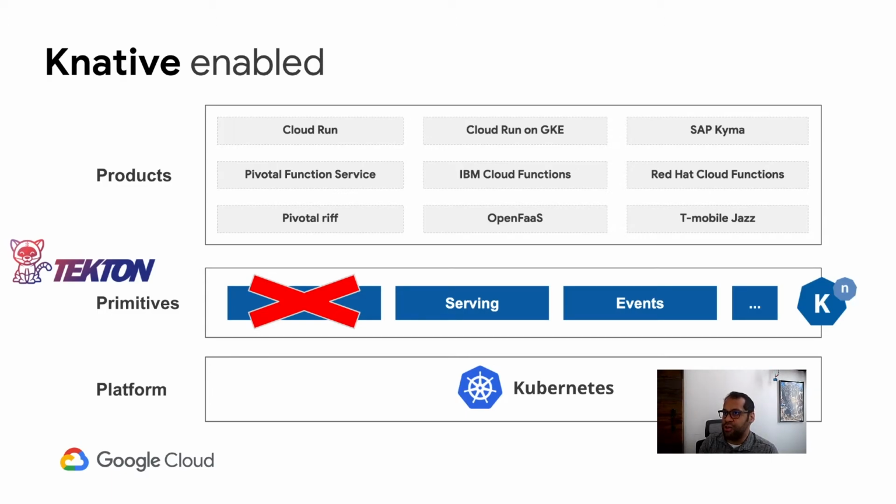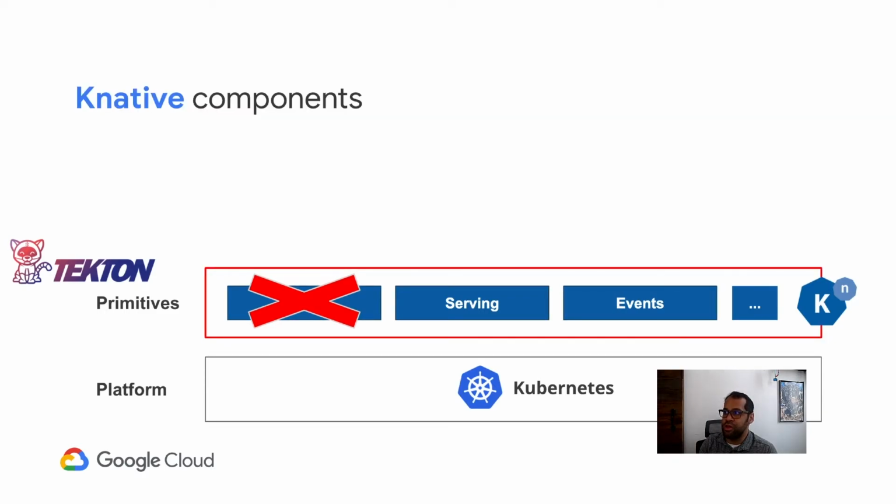On top of that, as you can see, you can install a bunch of different products. At Google, we actually have Cloud Run, which is a managed version of Knative serving. But you can see there are a lot of other tools that are built on top of these Knative primitives. Let's talk a little bit about the components.